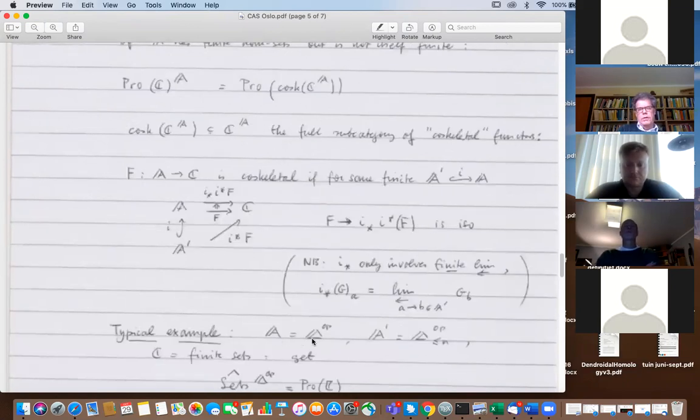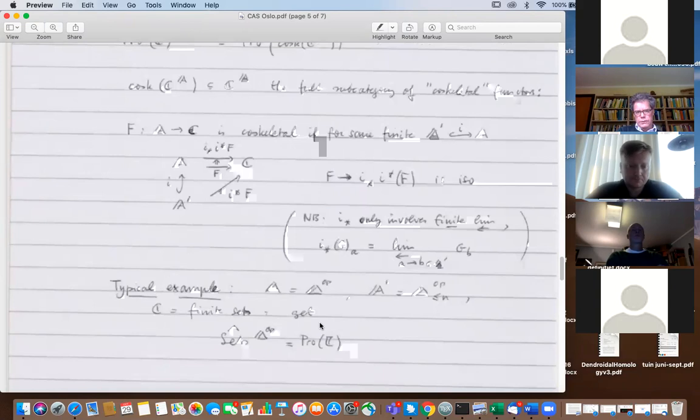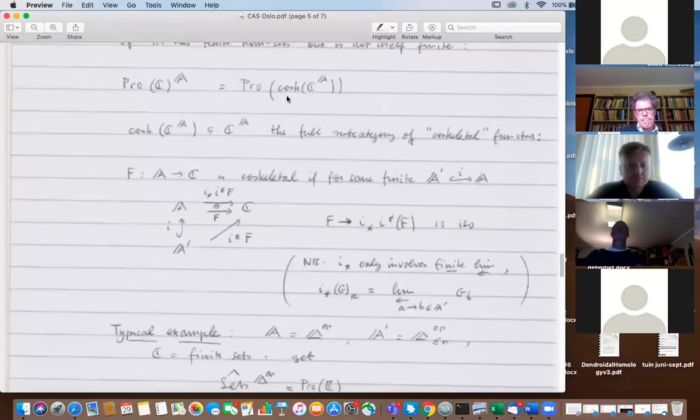So the example that we have used several times is this: if you take for A the opposite category of delta, and you take for A prime all the objects of delta less than or equal to a certain number n, you get exactly the n-co-skeletal simplicial objects in the usual sense. So pro of the lean simplicial sets, which is simplicial objects in profinite sets, is exactly a special instance of this formula. That's the way to deal with presheaves with values in the pro category and write them themselves as a pro category.